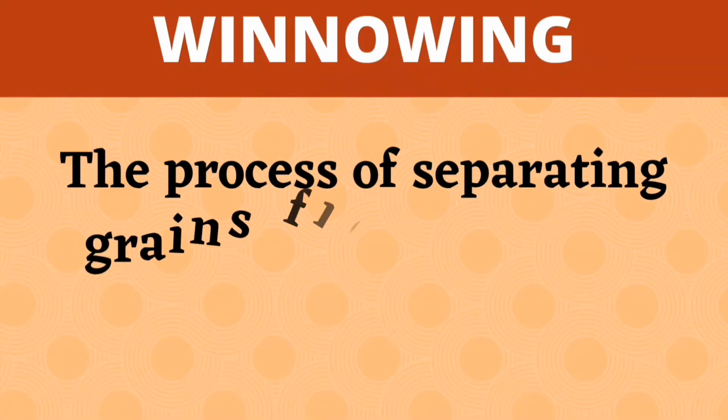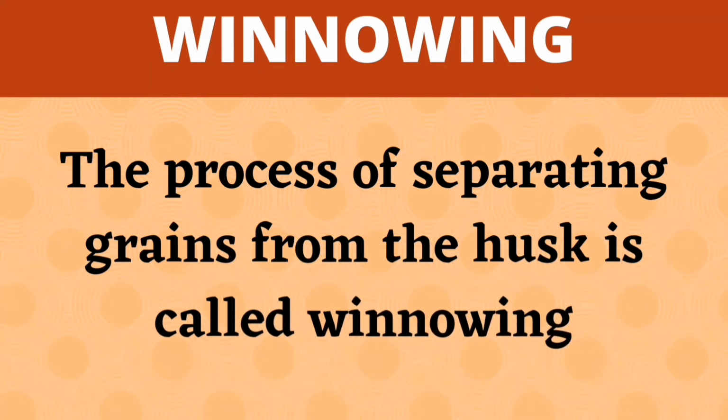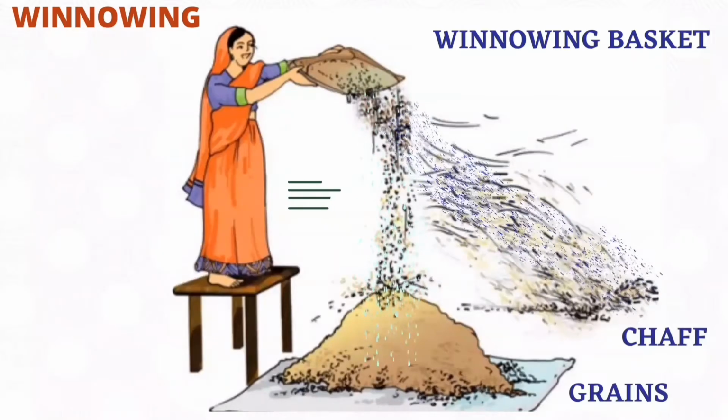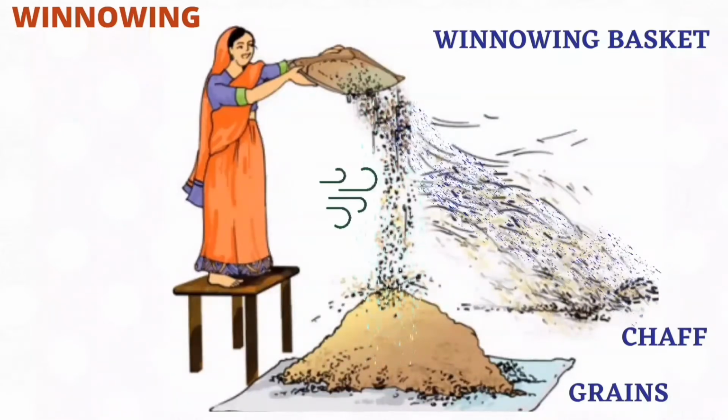It is used to separate husk from grains by wind or by blowing air. First, the mixture of husk and grain is taken in a winnowing basket. The farmer stands at a higher level and lets the mixture fall to the ground. Grains are heavier than husk, so these fall almost vertically, while the husk is carried away by the wind and forms a separate heap away from the grain.